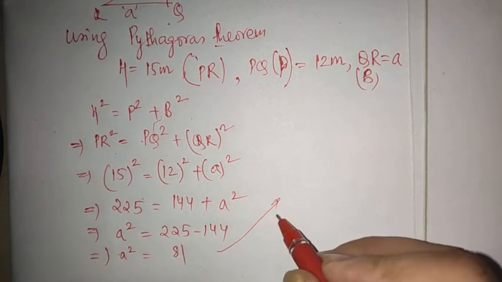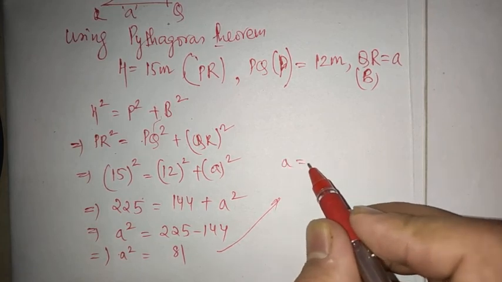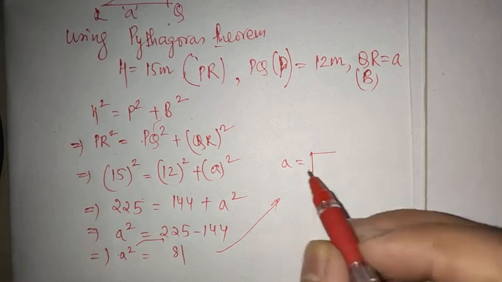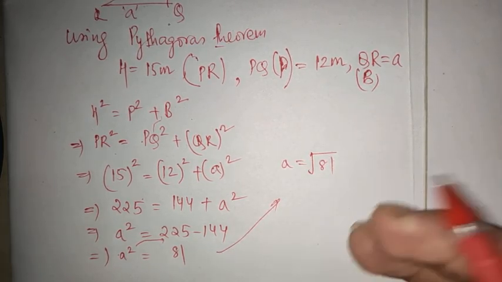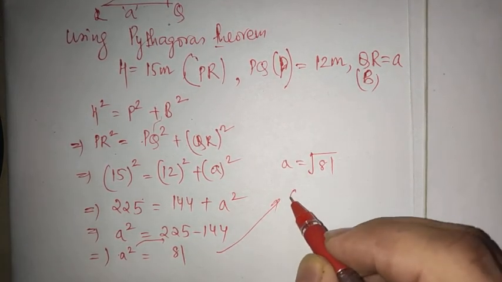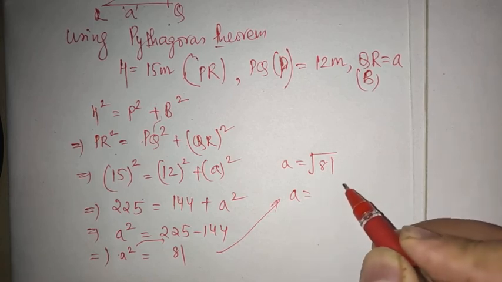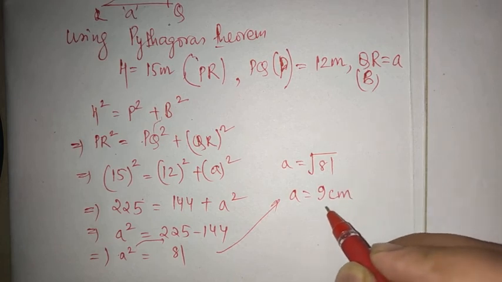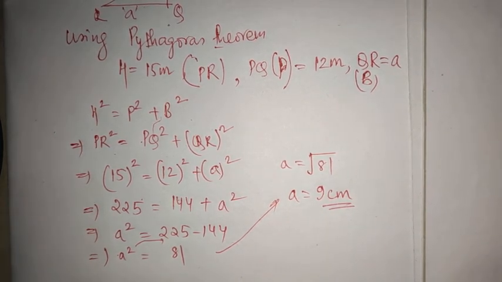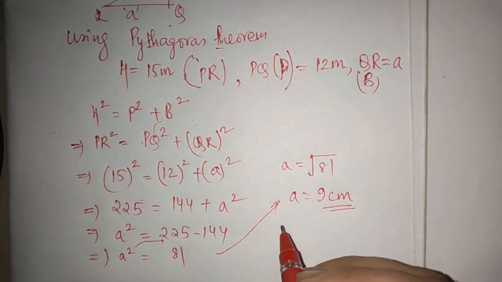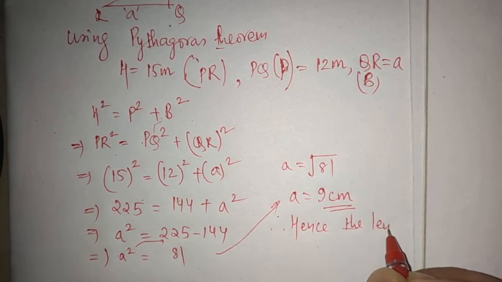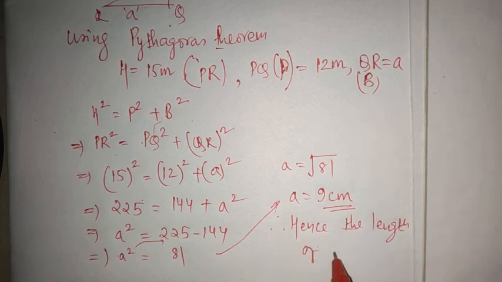As I have given you the hint, whenever you have a square, the square gets transposed to the right hand side and becomes a square root. So the square root of 81 is 9, since 9 nines are 81. So the value of A is 9 meters. Hence the length of A is equal to 9 meters.